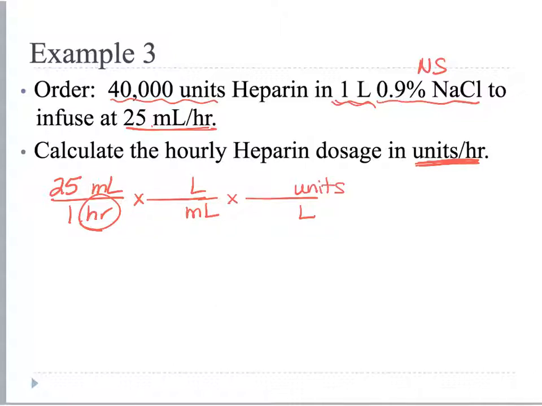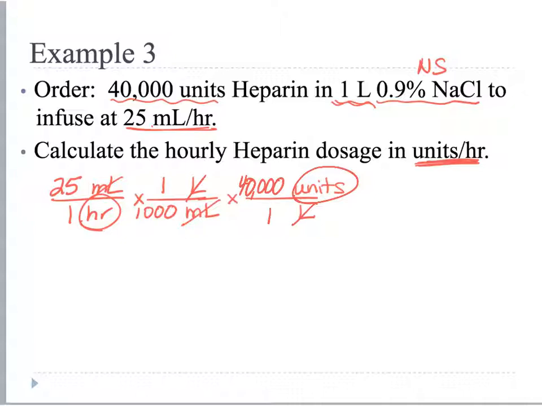Okay, so milliliters to liters, that's just within the metric system. So 1 liter is 1,000 mLs. And so our milliliters would cancel, and liters and units. So if we plug in what we know about our strength, we have 1 liter per 40,000 units. So liters are going to cancel. We end up with units. So we have our units over hours.